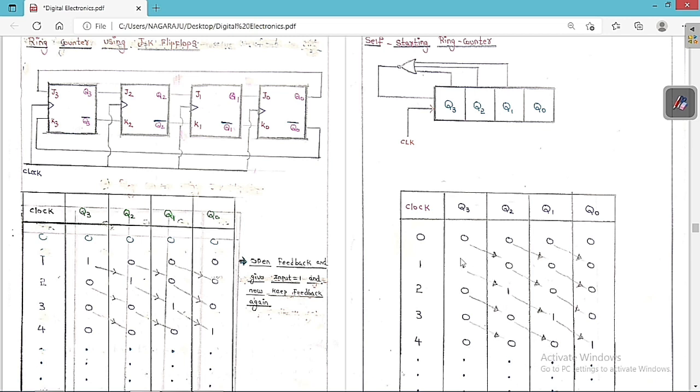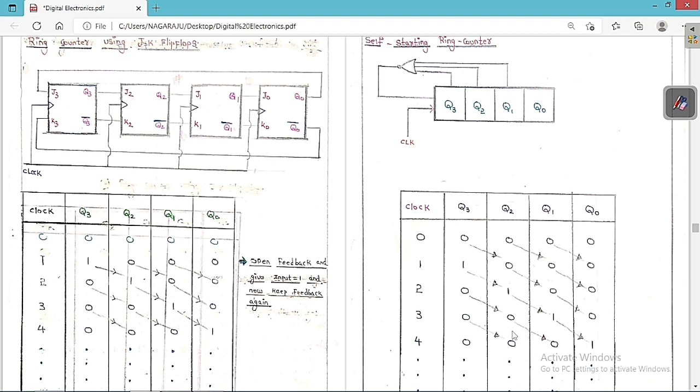So then we are going to get 1 here, and then we are going to get 1 here. So this 1 we are going to get here. Again 0, 0, 0 we are going to get. This is the state that we are going to get. So we can say again it is going to repeat. So how many unique states? 1, 2, 3, 4. Only 4 states are unique states.